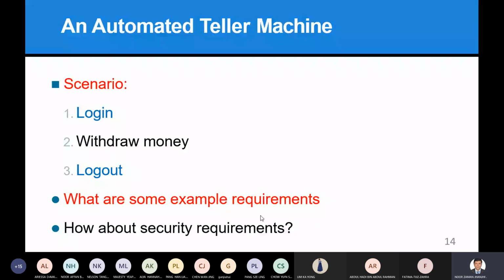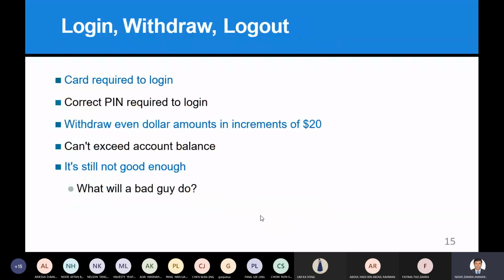How about the security requirements? We can make the login secure, and we can stop multiple attempts. But you can see from here that these are the functional requirements: login, withdraw, and log out. For the security aspects, we must say that for the login, the user must require the card and must require the PIN as well. If someone does not have a card, they cannot log in. If someone has a card but does not have the PIN, they cannot log in. If someone enters a PIN but the PIN is not correct, they cannot log in.